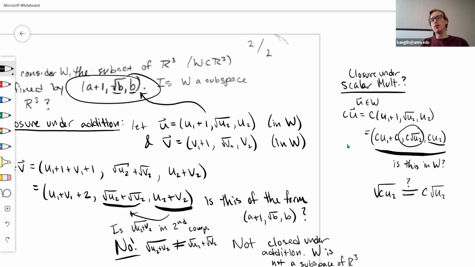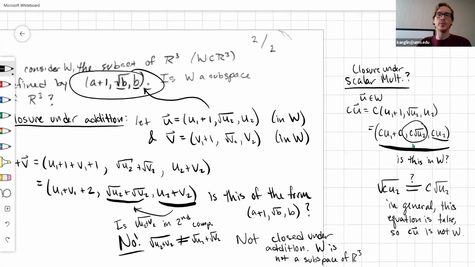No, right? In general, unless C happens to equal 1, this isn't going to be true. In general, this equation is untrue. So C times U is not in W. It's not of the correct form. The second and third components don't have the right relationship to each other. So we saw this fails to be closed under scalar multiplication either.